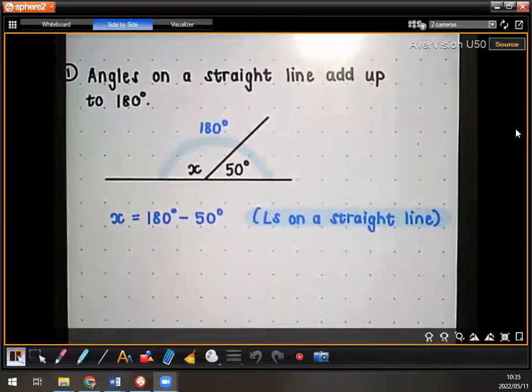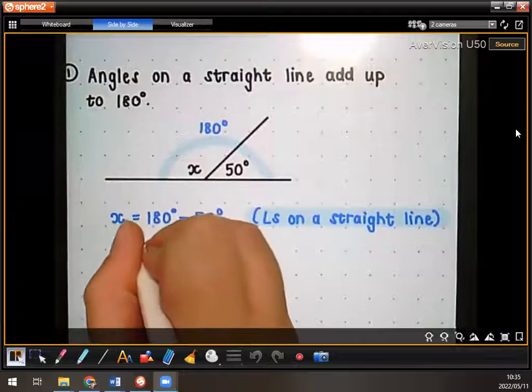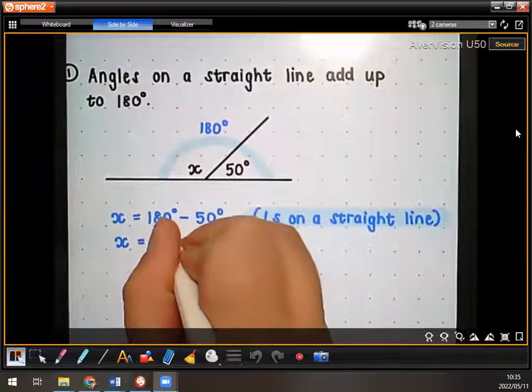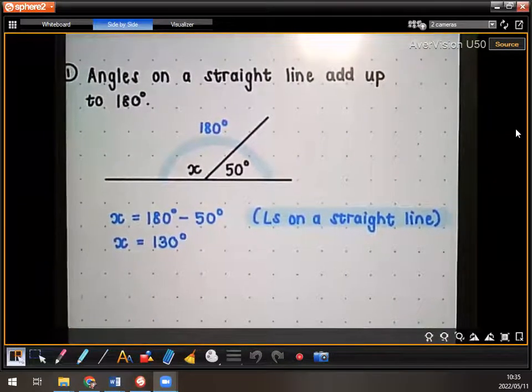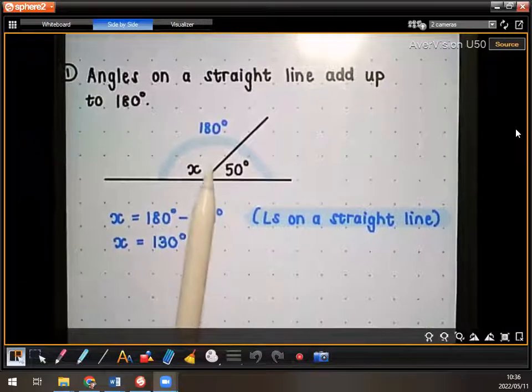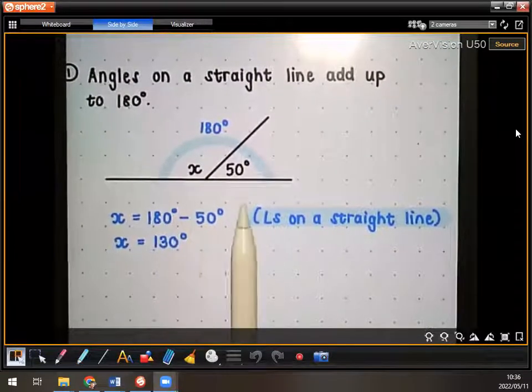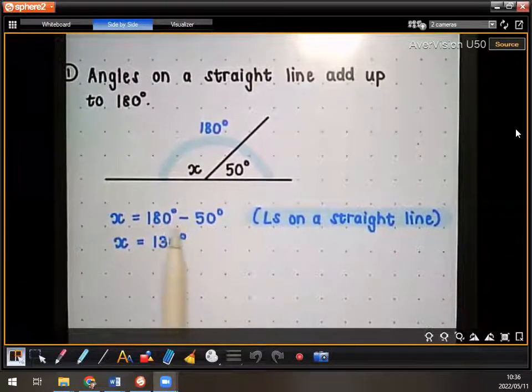So what is 180 degrees minus 50 degrees? 130 degrees. You don't really have to show this calculation, guys. You can just do that in your head if you want to, all right? So you can just think, what is 180 minus 50? It's 130 degrees. So you can just write it, but you do have to have that reason always. Okay, that is very important.